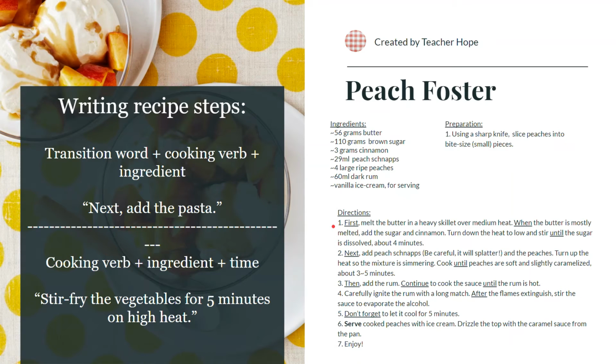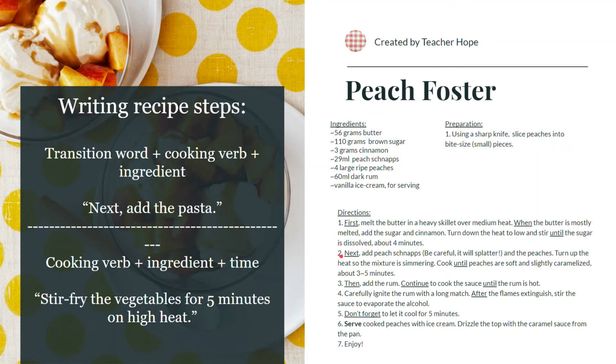Number 1, directions. First, melt the butter in a heavy skillet over medium heat. When the butter is mostly melted, add the sugar and cinnamon. Turn down the heat to low and stir until the sugar is dissolved, about 4 minutes.